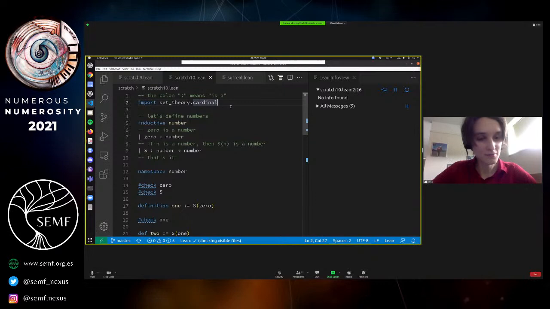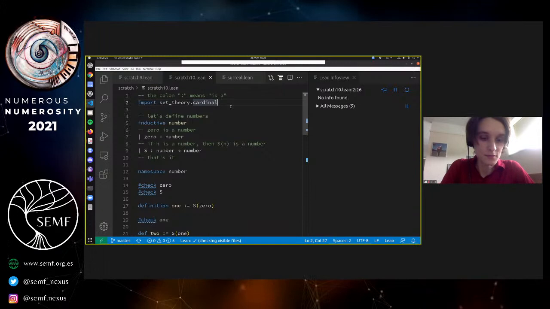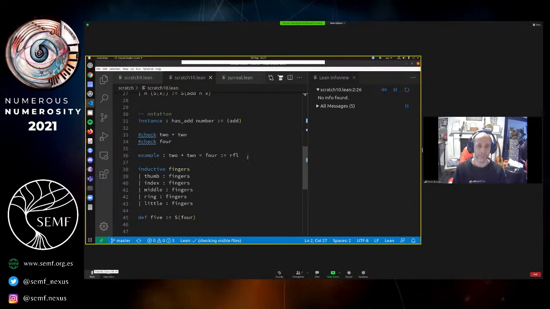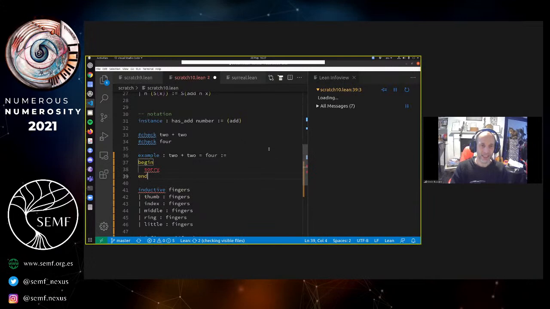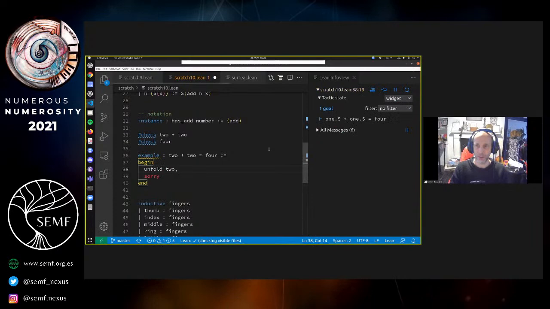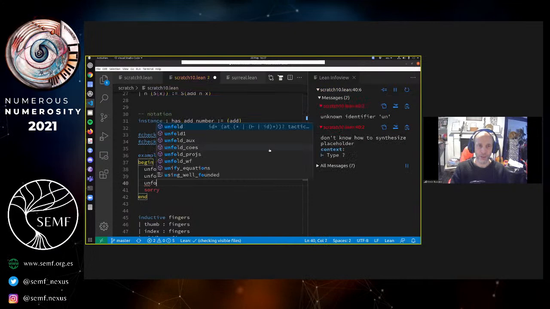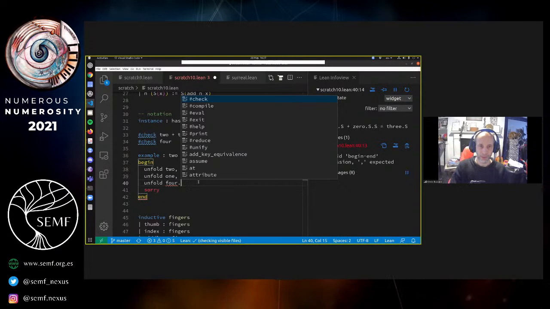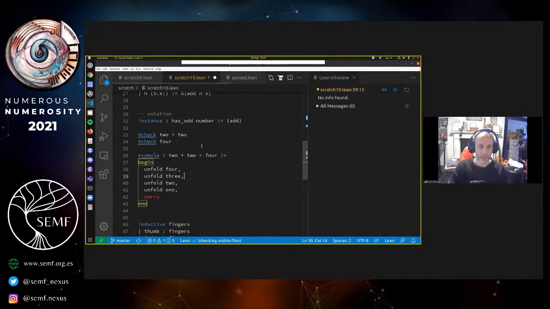Yes, very briefly, now that you're still sharing your screen, can we see the proof that Lean did for 2 plus 2 equals 4? It's true by definition. Lean unraveled the definitions. It unfolded 2. It unfolded 1. It unfolded 4. So I should unfold 4 and then unfold 3, shouldn't I? There. So there you go.